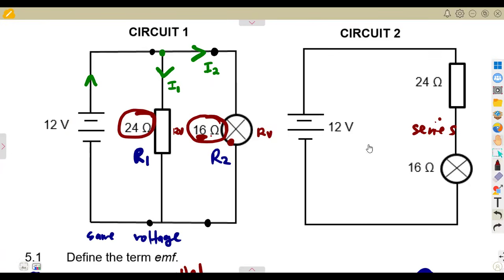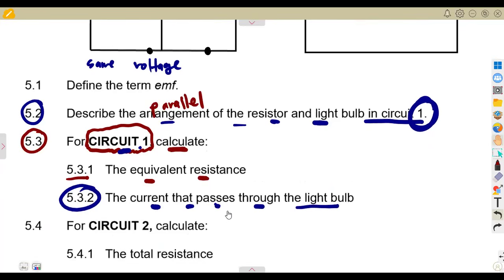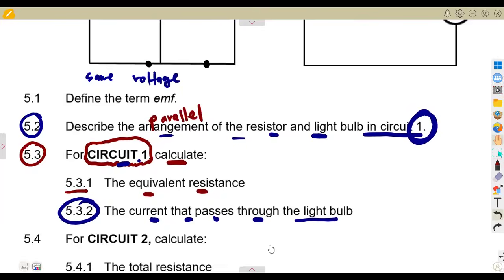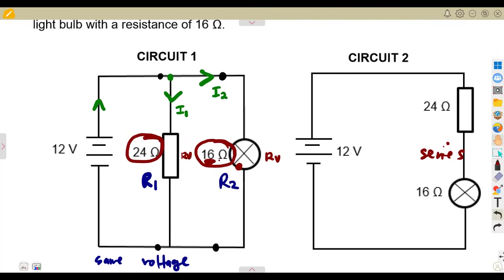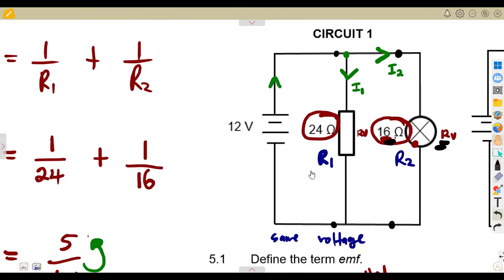And remember what you want to calculate. It is the current that passes through the light bulb. So on the light bulb, there are two things that you have now. There is the resistance of the bulb. There is also the voltage across the bulb. If I have the resistance and also the voltage, what can I obtain from there? The current. So it means we can obtain the current from there.